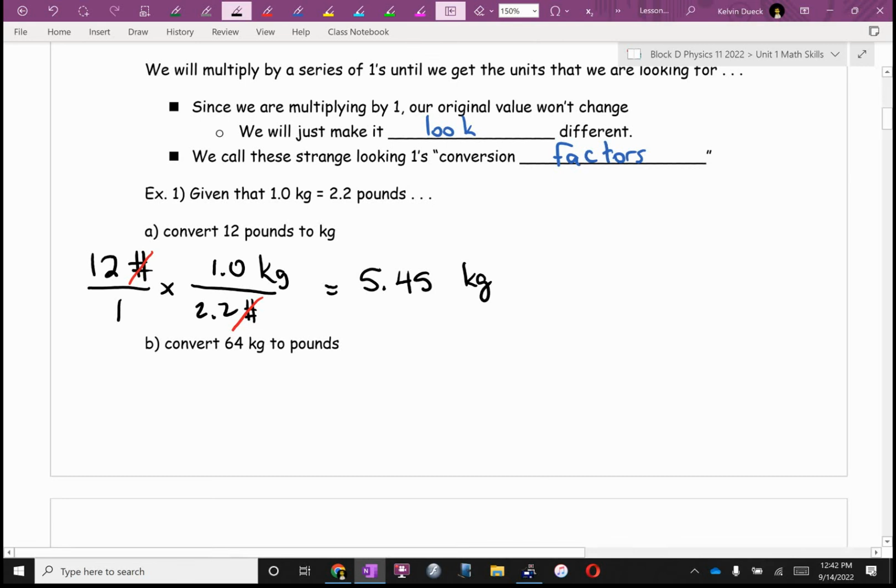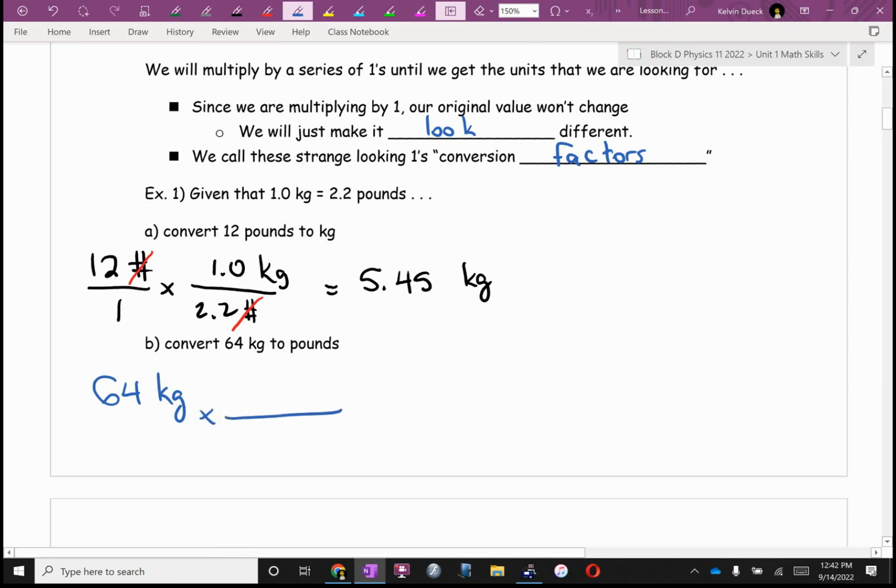Let's do the next one. It says convert 64 kilograms to pounds. You know what I'm going to do first? Write down what they gave me. 64 kg. I'm not going to write the over 1. I'm going to imagine that it's there, if you don't mind. Times.